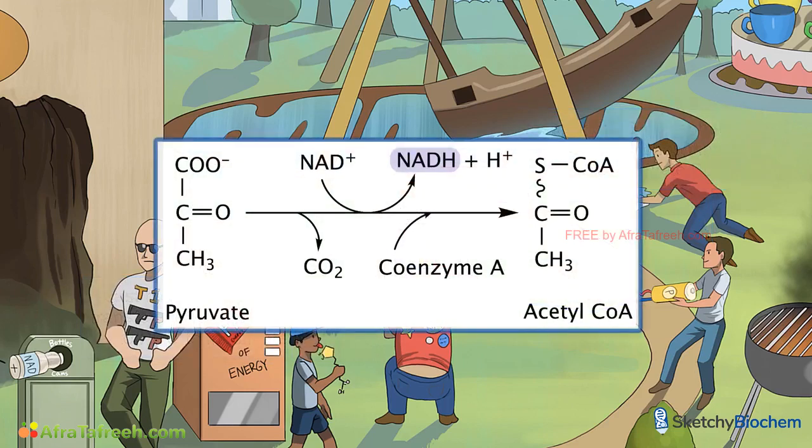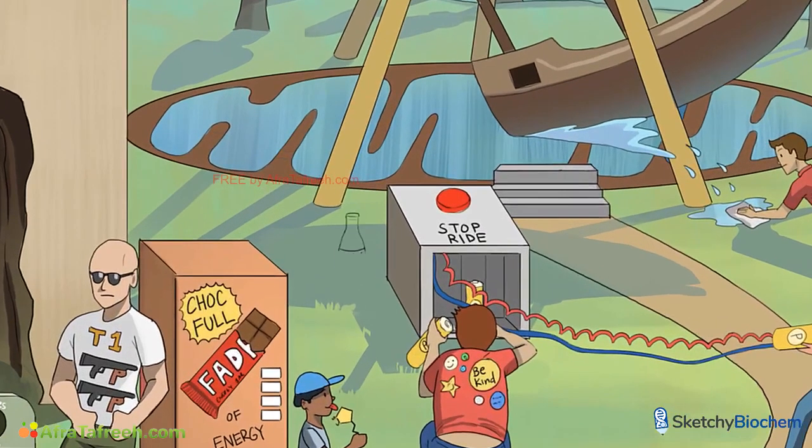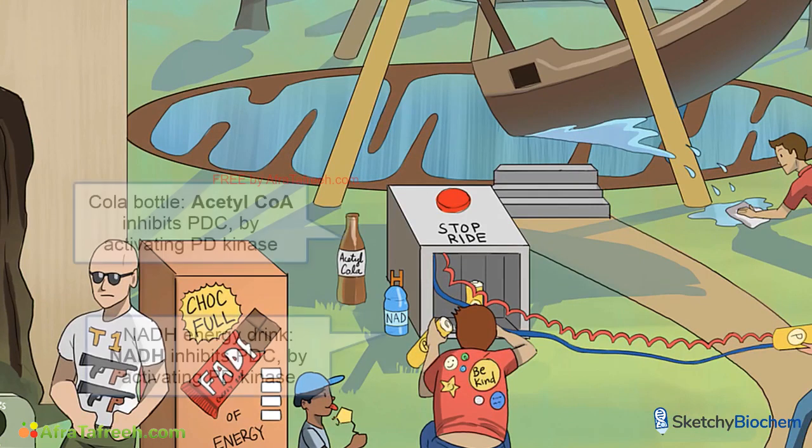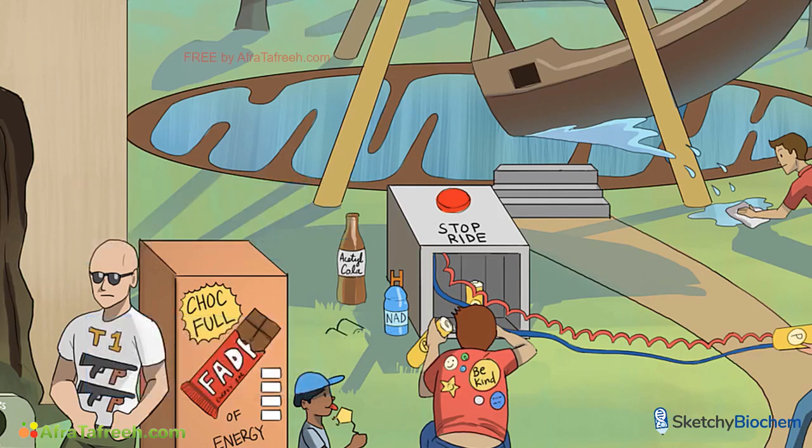The products, i.e. everything on the right side of the arrow, slow down the reaction from making more products. Acetyl-CoA and NADH inhibit PDC by activating PD kinase. If you look closely, you'll see a full acetyl cola bottle and NADH energy drink next to our PD kinase cast member. He's always telling his friends he gets a lot of work done when he's drinking acetyl cola and NADH energy. ATP also shuts down PDC by activating PD kinase.